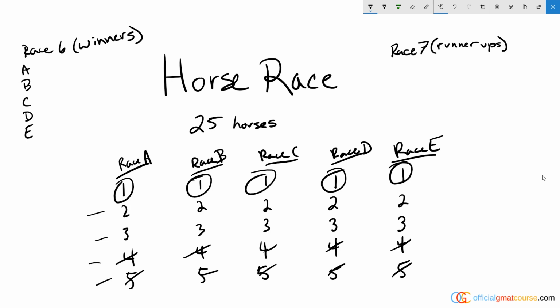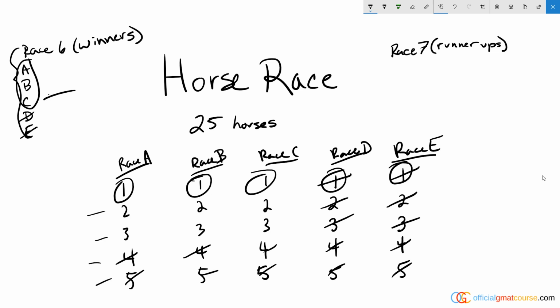So what I'm going to do next is take the winners of each of those races and race them in a 6th race. Now, those 5 winners, whoever the top 3 winners are, help me eliminate more horses. Because the 4th and 5th place horses in that race obviously are not in the top 3 in terms of speed. And actually, if D and E end up not being in the top 3, anyone that finished behind them in their races is also eliminated.